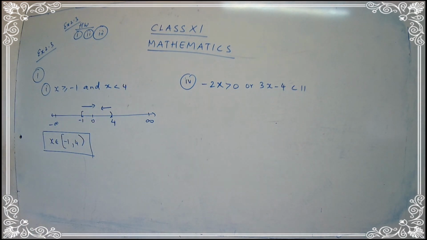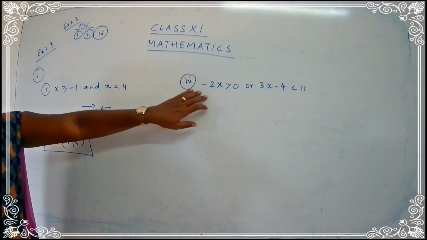Let's start with the work, children. Shall we proceed? So here we don't know the values of x directly, so we are going to solve and find out the value for x. So just put your pens down and listen to the sum, children. So we have minus 2x greater than 0.